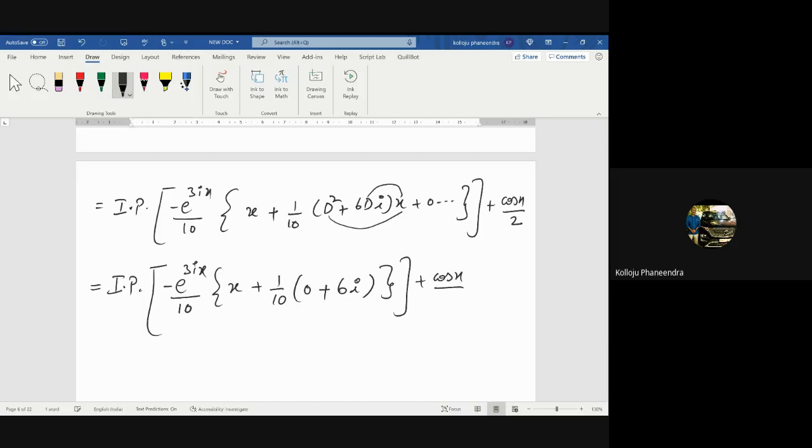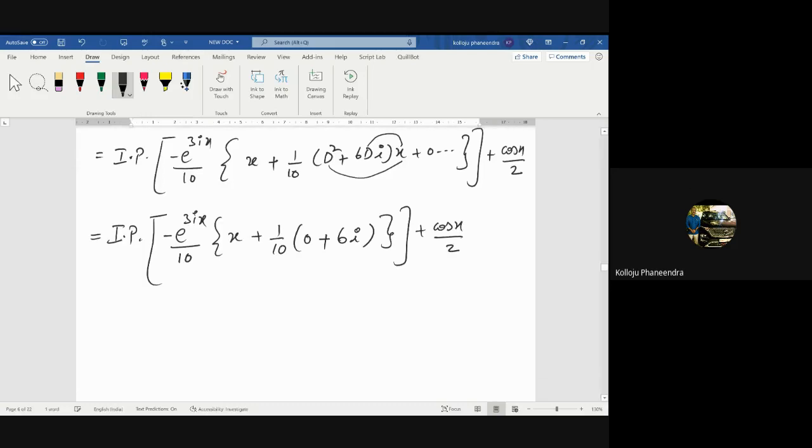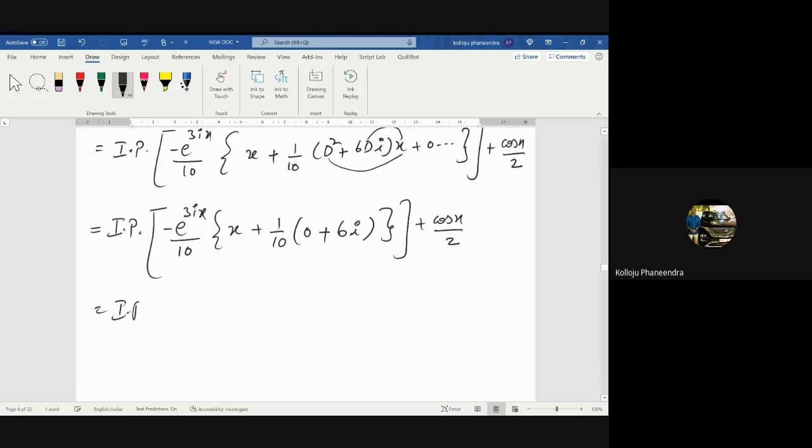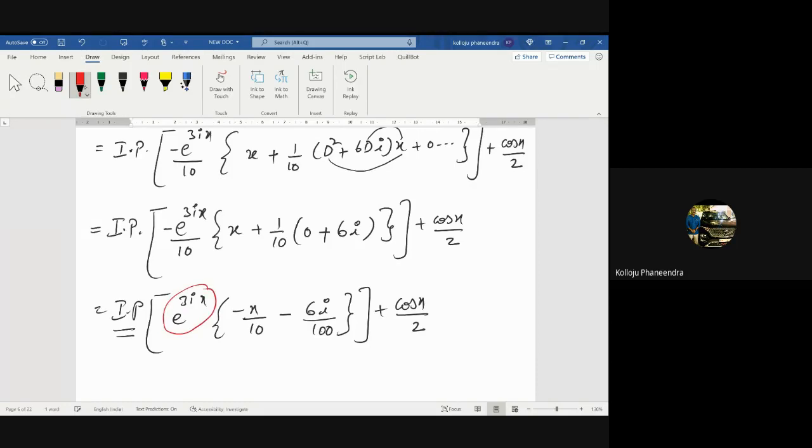Plus cosine x by 2. That is imaginary part of. Now take minus 1 by 10 inside. Minus x by 10 minus 6i by 100 plus cosine x by 2. All cosine x by 2, but remember, I have to select imaginary part. Therefore, keep this e power 3x outside and whatever the term is there, take inside.